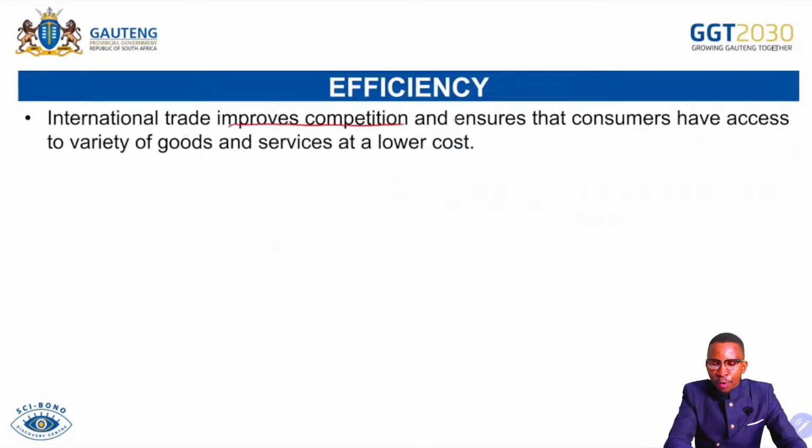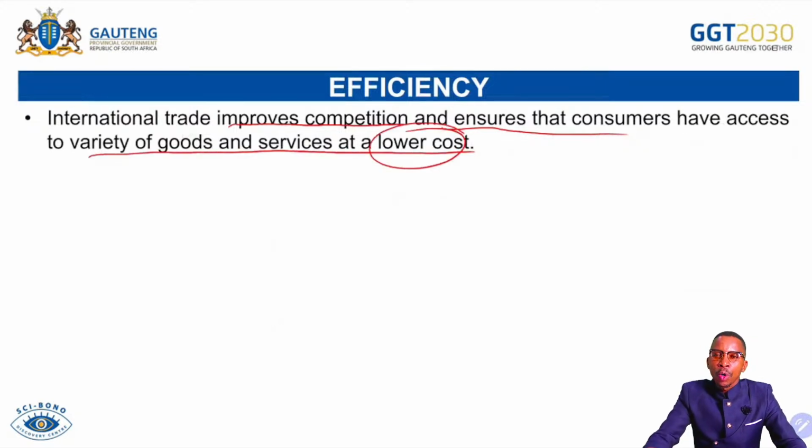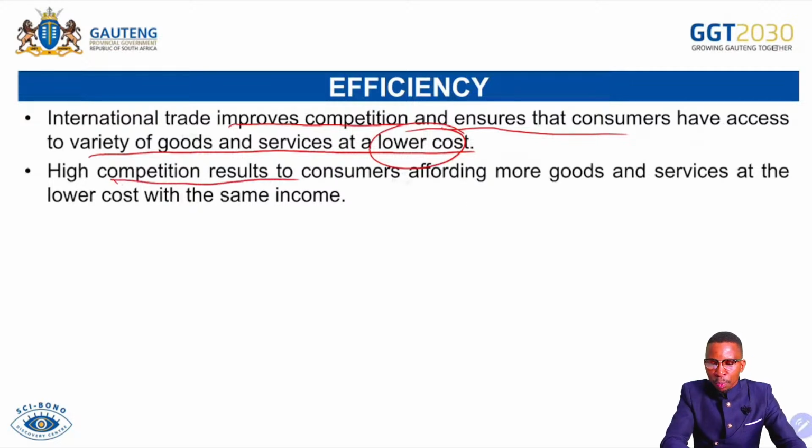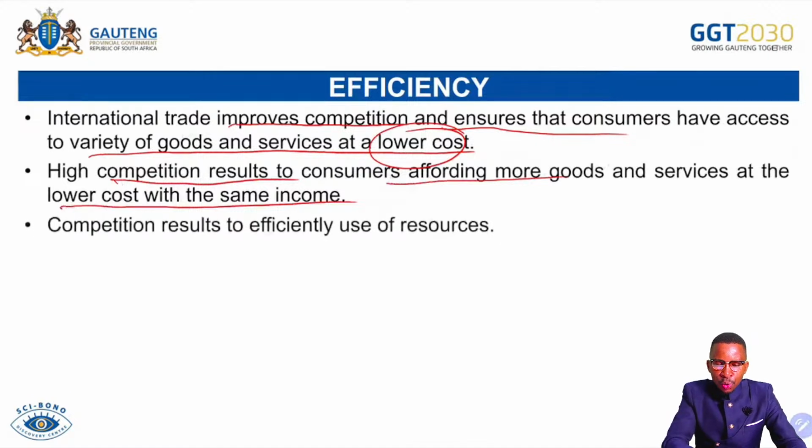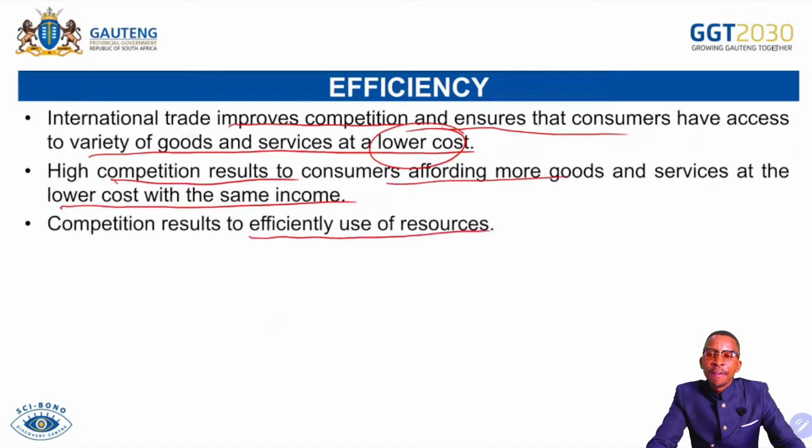Foreign trade improves competition and ensures that consumers have access to a variety of goods and services at the lower cost. Remember, globalization or foreign trade allows countries to sell goods at the lower cost because of global competition. So that will be improving efficiency. Higher competition results in consumers affording more goods and services at the lower cost with the same income. So consumers are always the beneficiaries if ever there is a high level of competition across the world. Competition results in efficient use of resources. Firms find themselves having to optimize their resources or factors of production, then they will be able to produce goods at the lower cost.